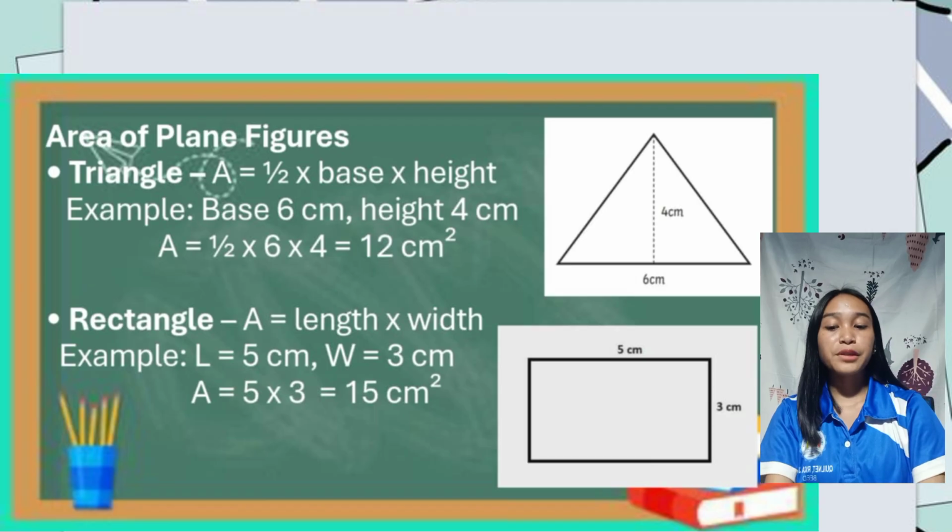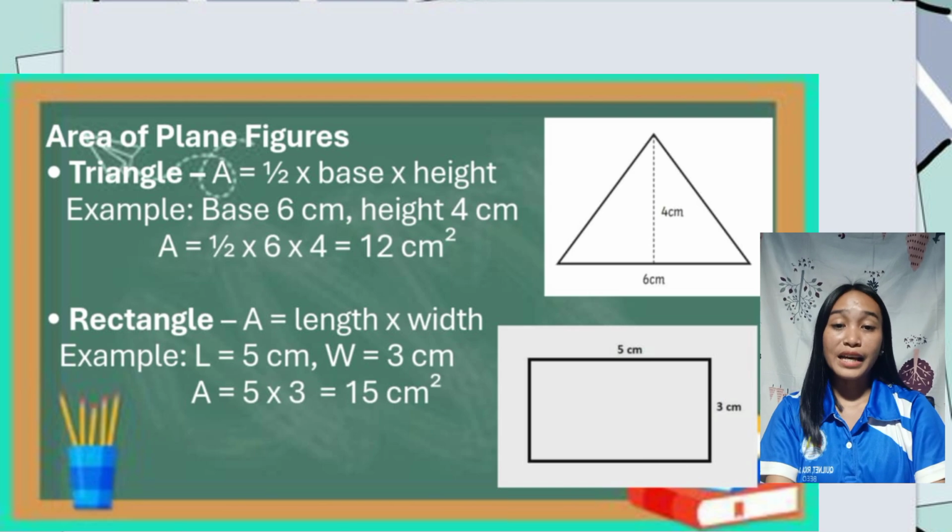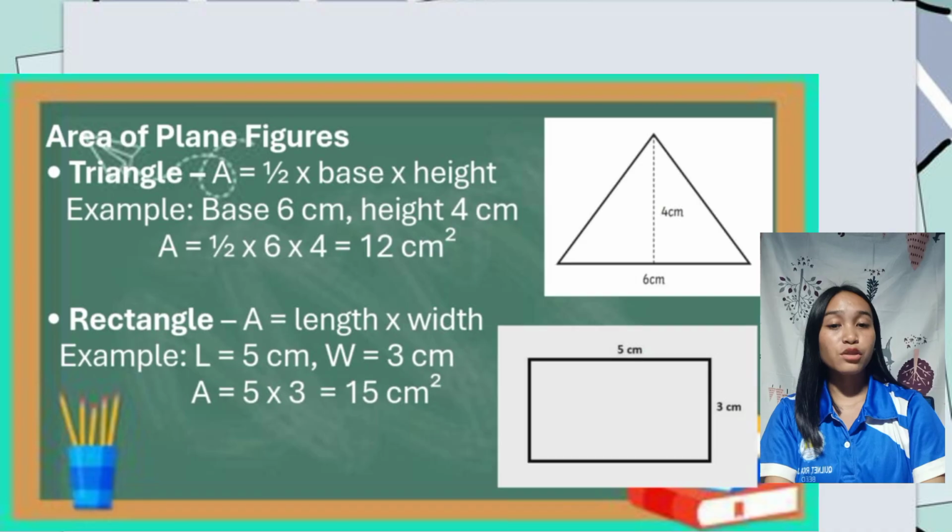For example, if the base is 6 centimeters and height is 4 centimeters, then area is equal to 1/2 times 6 times 4, which is equal to 12 centimeters squared. And now we have the rectangle. Area is equal to length times width. For example, if the length is 5 centimeters and width is 3 centimeters, then area is equal to 5 times 3, which equals 15 centimeters squared.